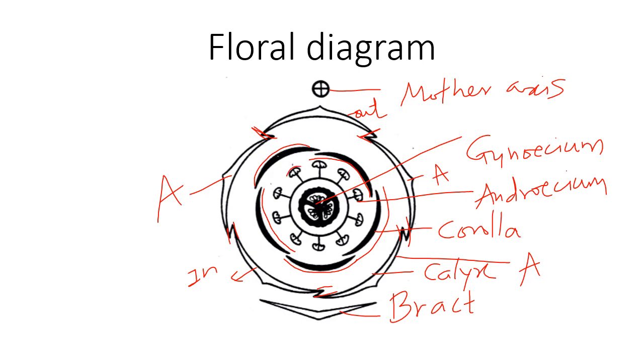Here you can see introrse stamens, and this ring is representing that they are fused or connate at the base, that we discussed earlier.